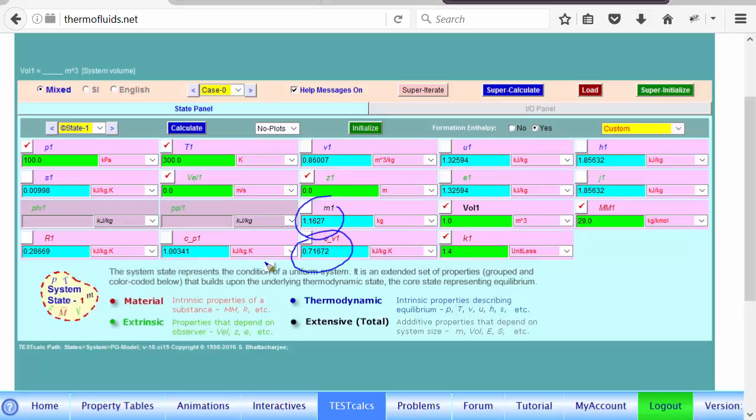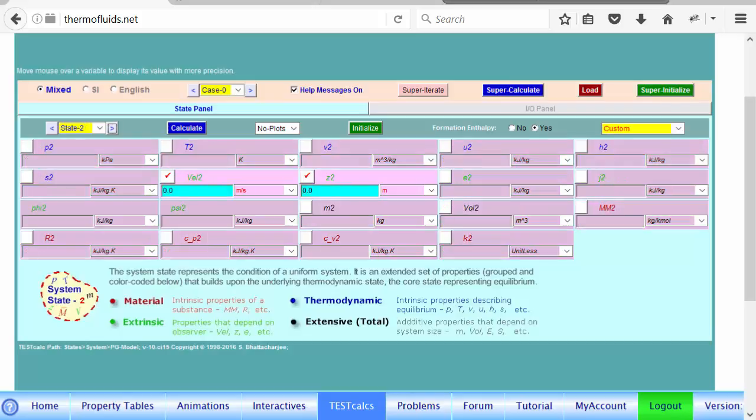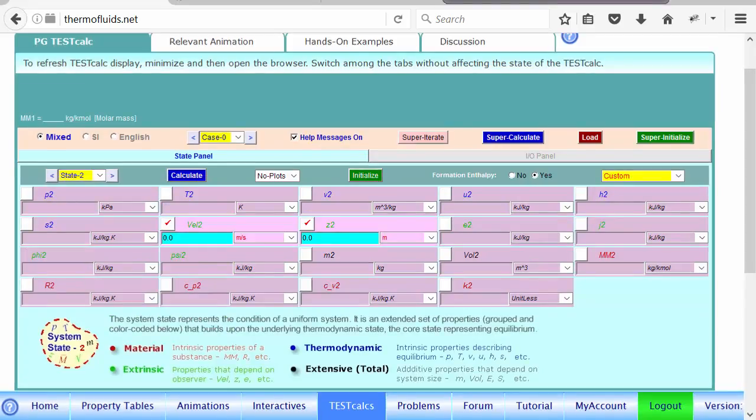So let's go and calculate our state 2. To do so, we go to state 2. For state 2, we can enter the molar mass, or we can just write it as equals mm1, and of course k equals k1, and that should calculate the molar masses for us. Wait a minute, I think I made a mistake here. It's mm1, not mm. Okay, there we go.